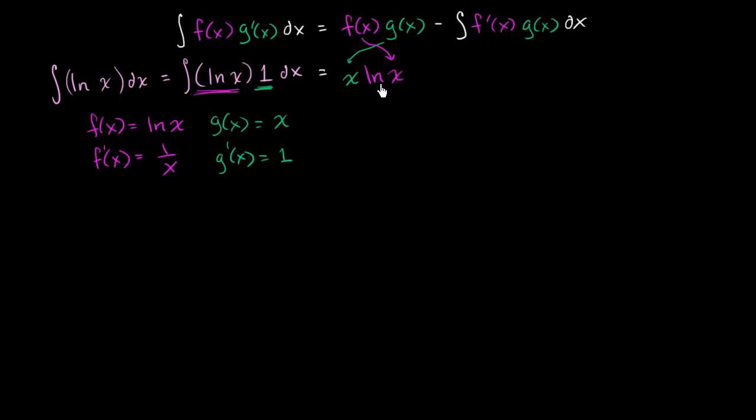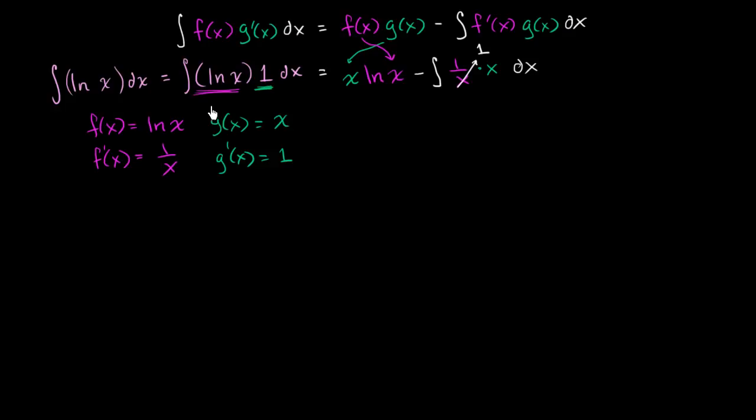So this is x natural log of x minus the antiderivative of f prime of x, which is 1 over x, times g of x, which is x, dx. Well, what's this going to be equal to? Well, what we have inside the integrand, this is just 1 over x times x, which is just equal to 1. So this simplifies quite nicely.